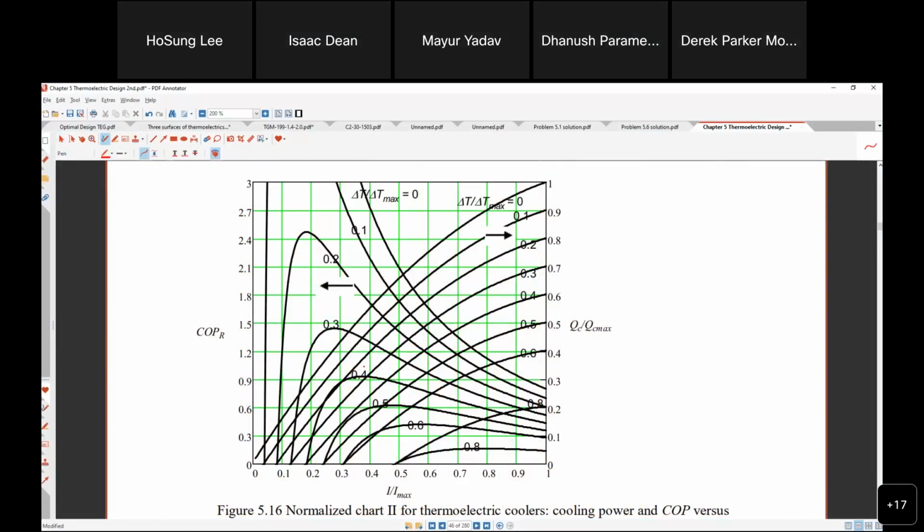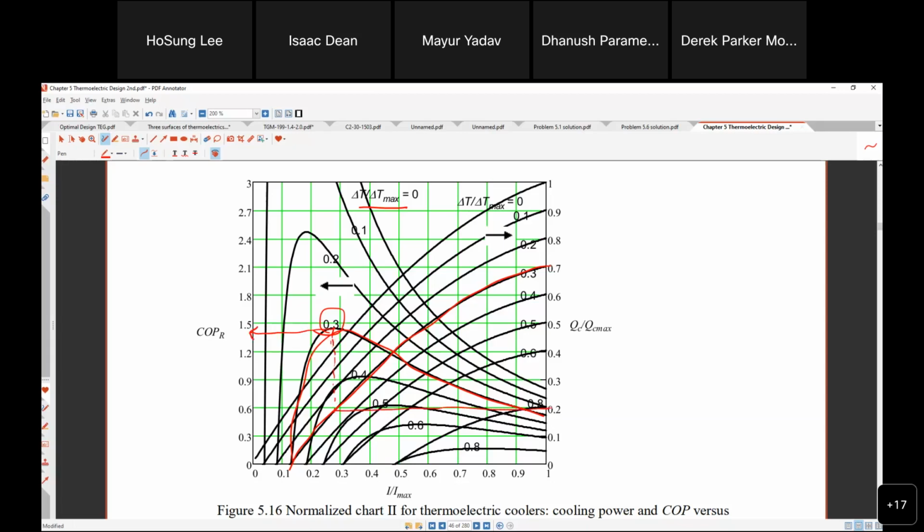We know good COP, efficiency is good, but it turns out at 0.3, look at the temperature ratio 0.3, this is the 0.3 COP curve. And then at 0.3, the curve of cooling is maximum. This is the curve. So when we have a good COP, the cooling is no good.